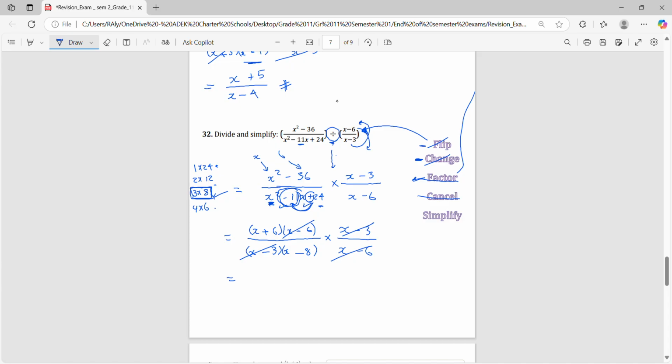Now the last step, which is simplify. Simplify means write the remaining factors from the numerator and denominator. So x plus 6 in the numerator and x minus 8 in the denominator. Done. No need to do anything more and you'll get your full mark.